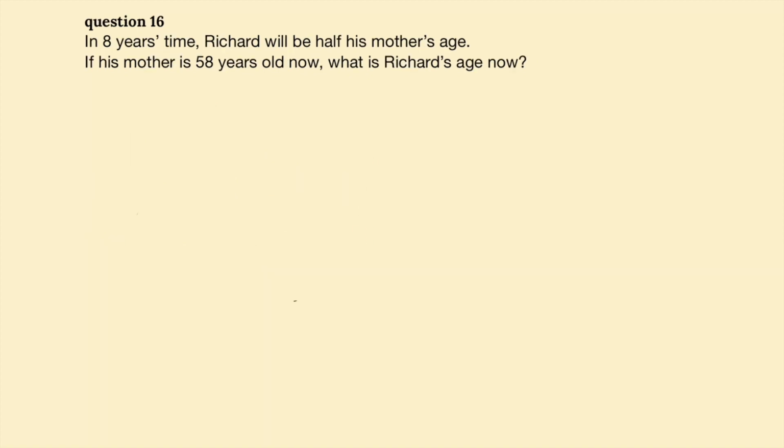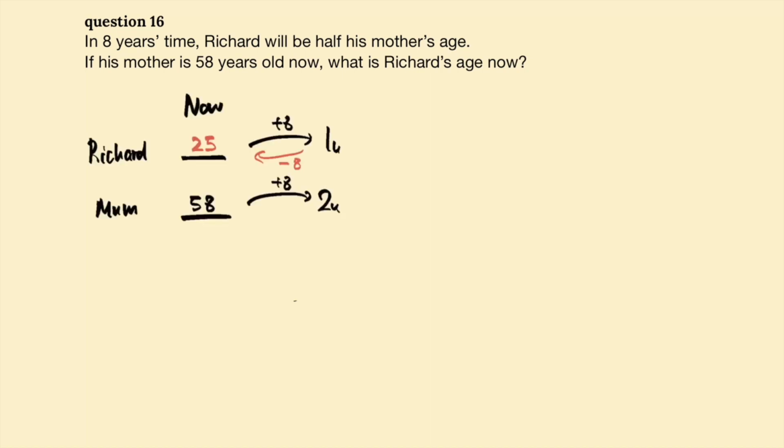In 8 years' time, Richard will be half his mother's age. If his mother is 58 years old now, what is Richard's age now? Well, the diagram looks like this.